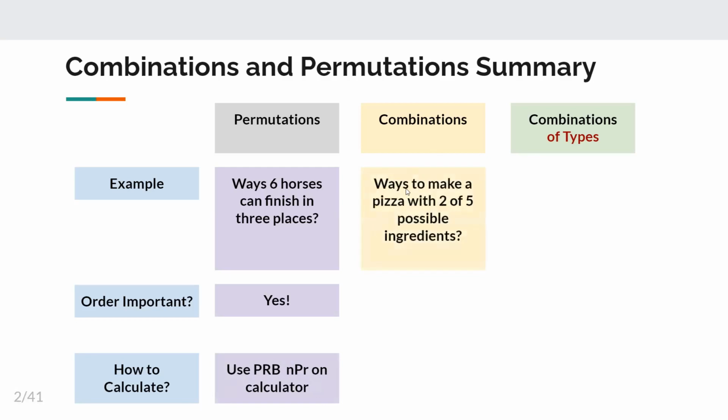A combination example: ways to make pizza with 2 out of 5 possible ingredients. We don't care which order ingredients are added to our pizza, so order is not important, and that's what makes this a combination problem. To do this calculation, we're also going to use the PRB key, but we are going to select the NCR function. C stands for combination.